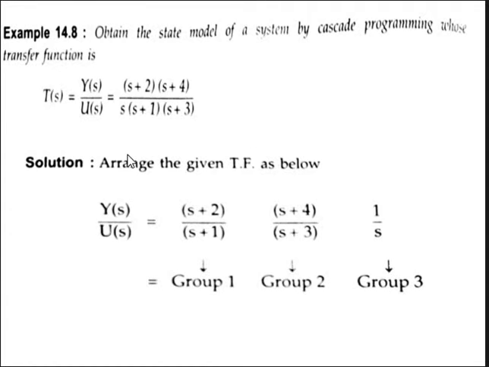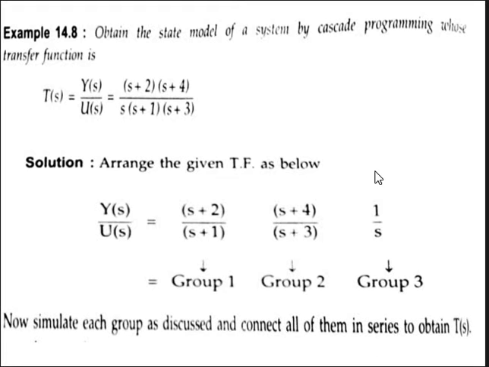We need not group only in this format. We can also group s plus 2 divided by s plus 3, and s plus 4 divided by s plus 1, and 1 by s. Like that, we can group these values differently: group 1, group 2, group 3. Now we draw the programming for group 1, group 2, and group 3, and cascade all these groups. Finally we get the cascade programming answer.